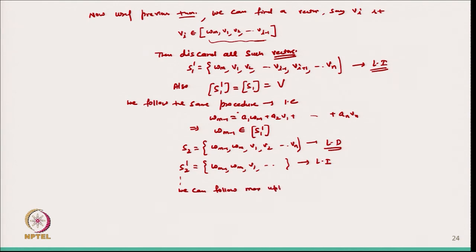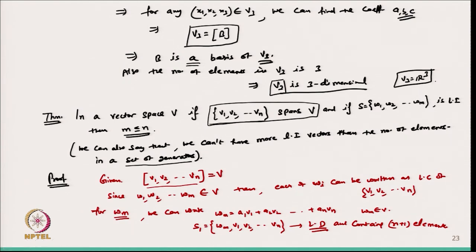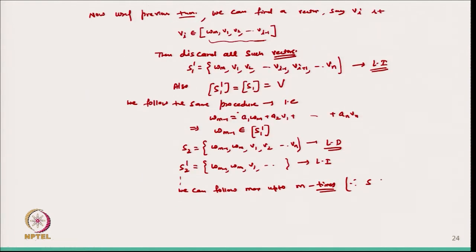maximum up to m times, because this set S contains m vectors. So I can follow this only m times, and definitely the Wi's cannot be removed, because the Wi's are linearly independent, only the Vi's will be removed. So we can only remove the Vi's, we cannot remove the Wi's.